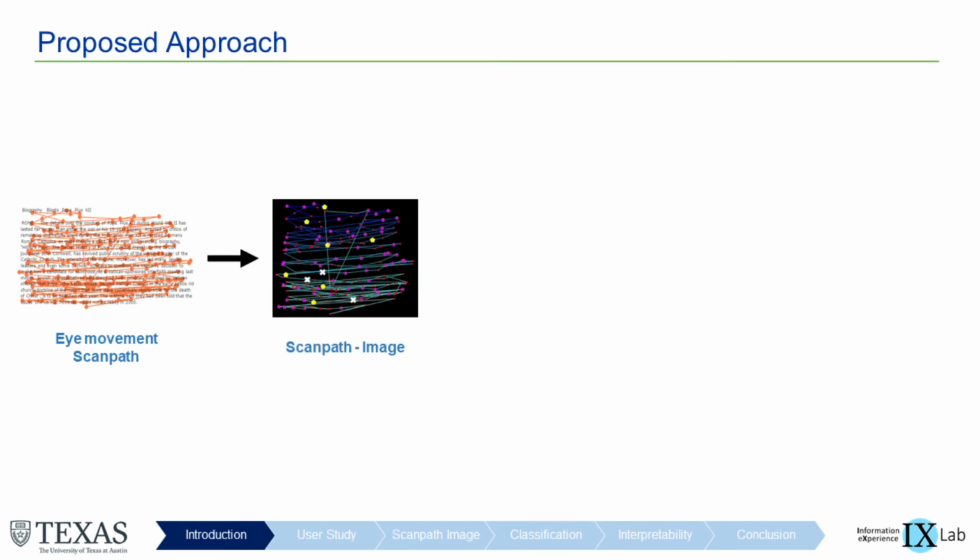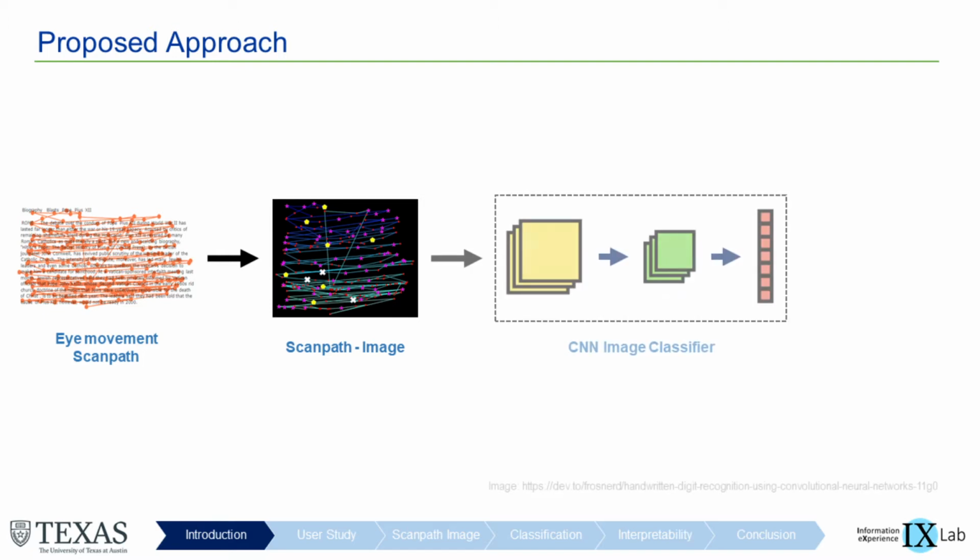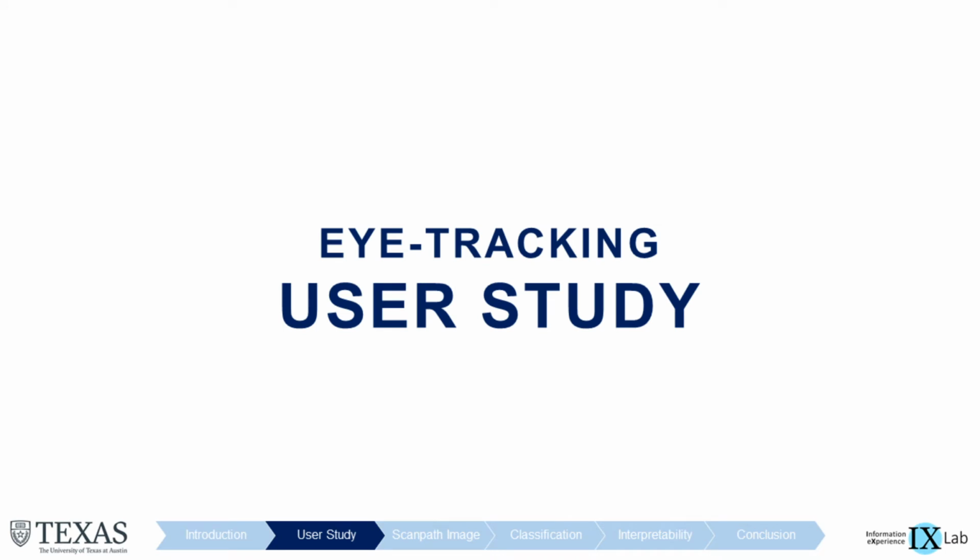In this paper, our approach is to encode an eye-tracking scan path into an image and feed the image to a pre-trained image classifier. The classifier then predicts whether the scan path image is for reading a relevant document or an irrelevant document.